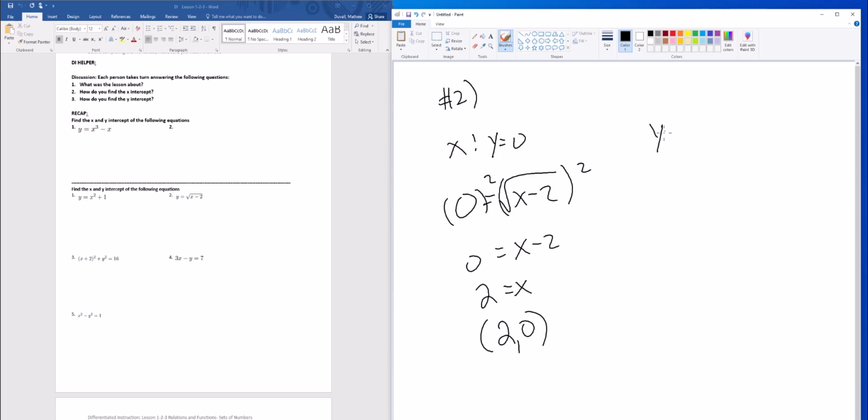And then for my y-intercept, we set 0 for x. So I get y equals the square root of 0 minus 2. I have a negative inside of a square root, so no y-intercept.